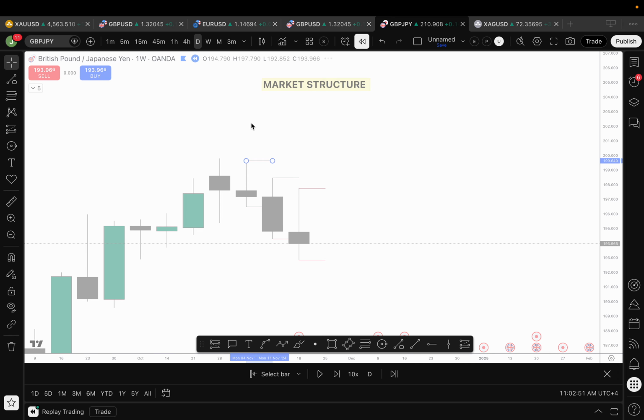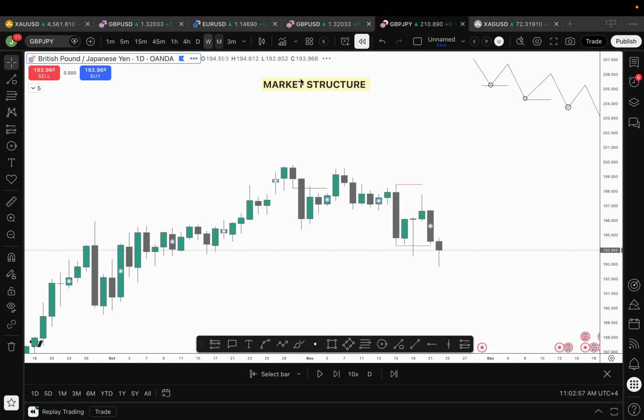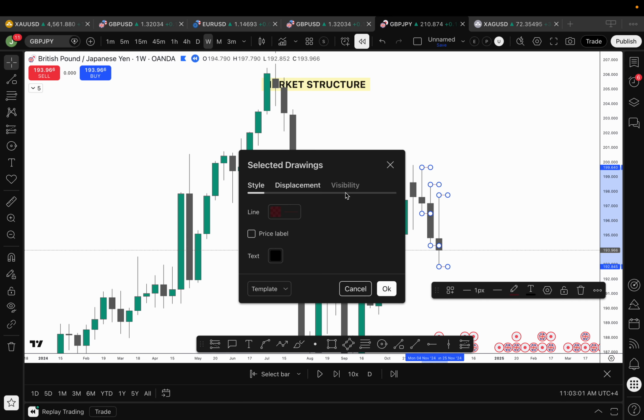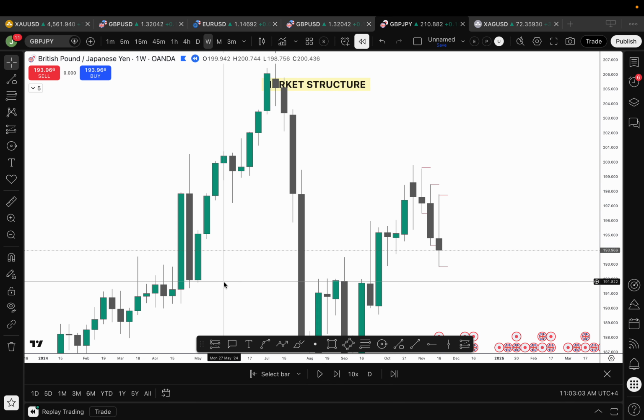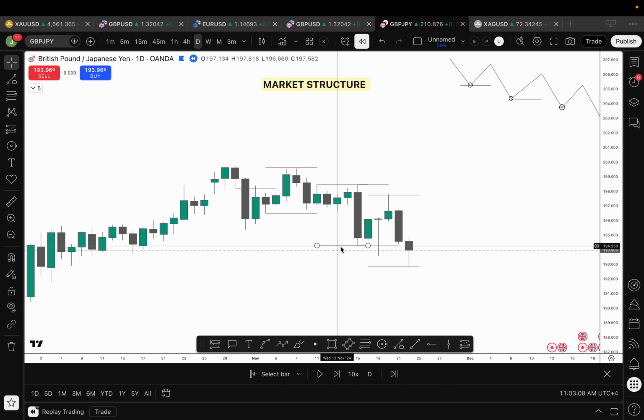Then if we go down to the lower time frame, like daily, you will see how the lower time frame looks like. Let's make it visible on the higher time frame, on the lower time frame. So we're going to make it visible on daily, then come back to daily. So you see how the daily is. The more we keep breaking those lows, the more we keep having what?